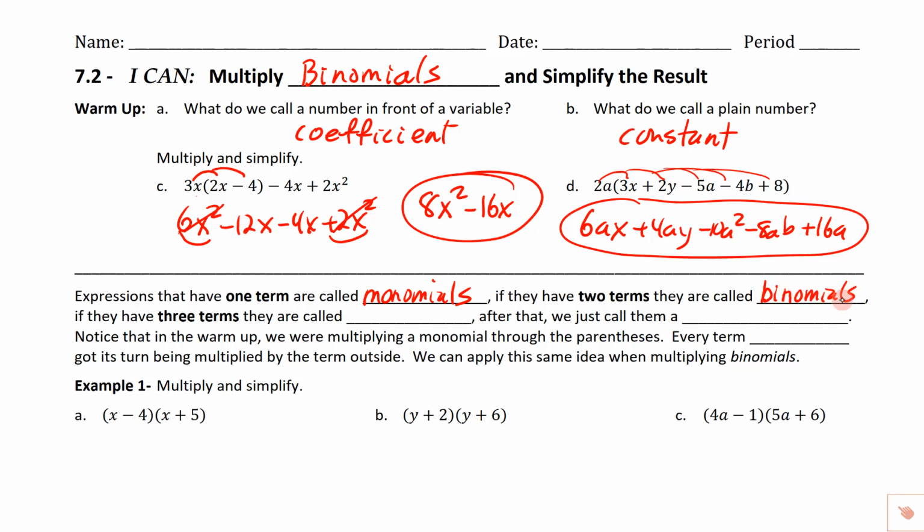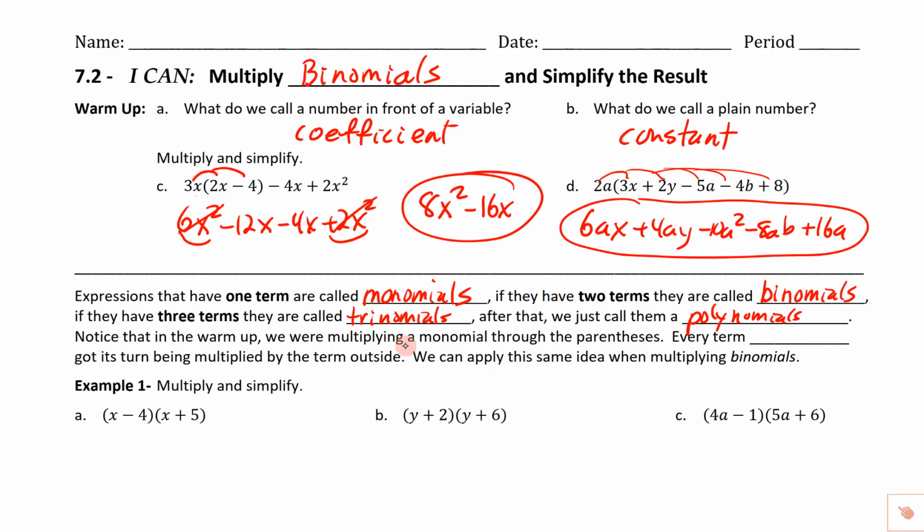Binomials. Three terms, you might be able to guess. It's called a trinomial. And then after that, we just call them polynomials. Okay, so mono for one, bi for two, tri for three, and then polynomial. Again, that's just kind of a generic term for anything that has four or more terms. We could actually call any one of these a polynomial, except for that monomial there.